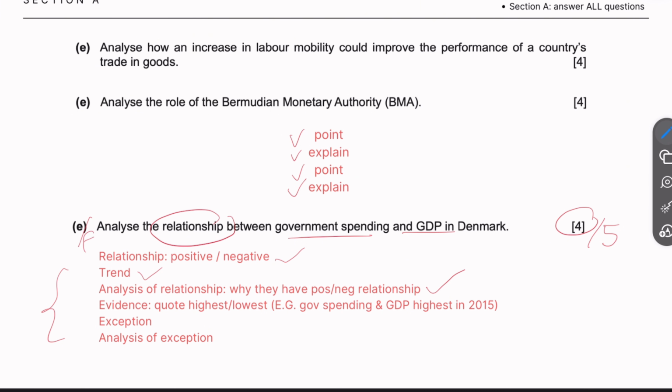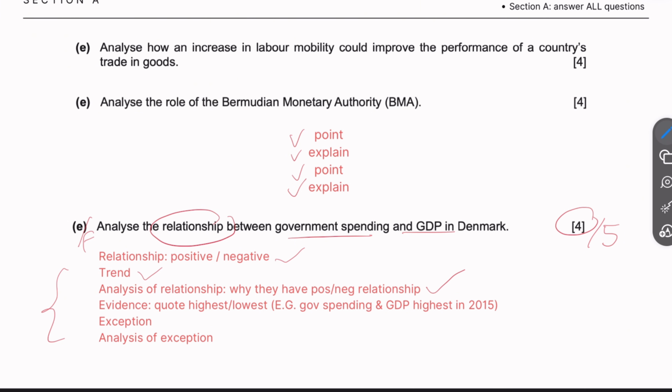This is how you give evidence in econs, and you don't actually have to say, oh, the government spending was 78 billion and GDP was 314 billion in 2016, while it was like 86 billion and 372 billion in 2021. Giving stats from the table or graph is not needed as the mark schemes don't actually use them. However, if you want to be extra safe, then you can obviously include them.